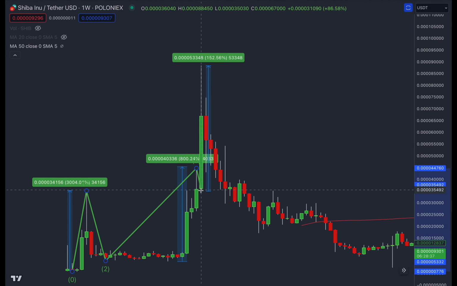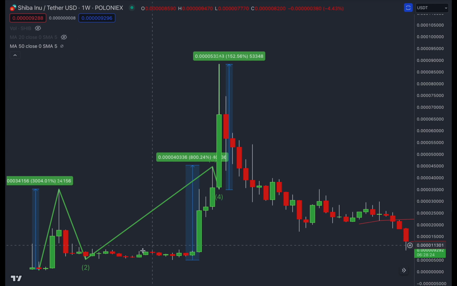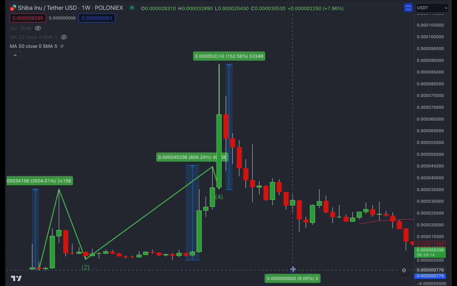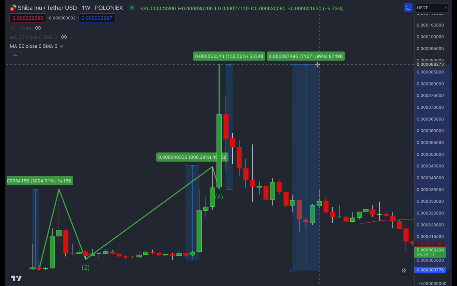So this was wave 3. Wave 4 is going to be simple. You can barely make it out on a weekly chart. And then there's your wave 5. Okay? So this to me has completed 5 waves. And in that 5-wave move, we had a total of 112 times the price. So normally you would say, okay, so the next time it goes up, it's going to go up less. Not necessarily.